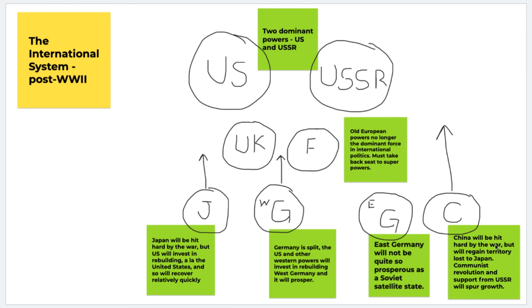China will also be hit relatively hard by the war. However, they will regain the territory that they lost to Japan. And in their communist revolution, and because they will get a lot of support from the Soviet Union, they will actually get a kind of growth spurt as well and start growing drastically to be on par with some of these secondary powers, and perhaps even surpass some of the secondary powers as well when we look at it. Why, you might ask, are East Germany and China, both of whom are Soviet influenced countries, why is East Germany stagnant whereas China is growing?